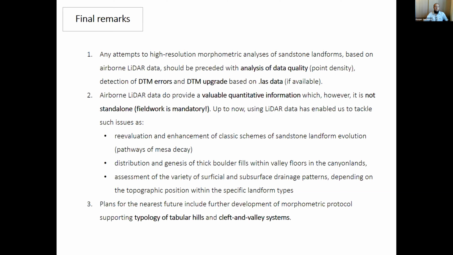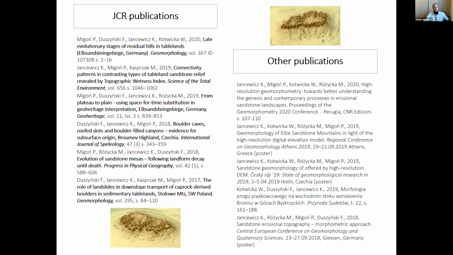Yet, up to now, using the LiDAR data has enabled us to tackle such issues as were seen on the previous slides. And plans for the nearest future include further development of morphometric protocols supporting typology of tabular hills, which is not completed yet, and as mentioned before, cleft and valley systems. If you would like to dig further into sandstones, there are some publications you can look at.